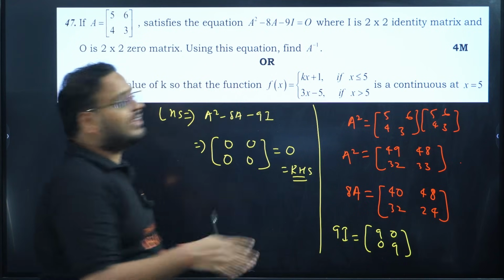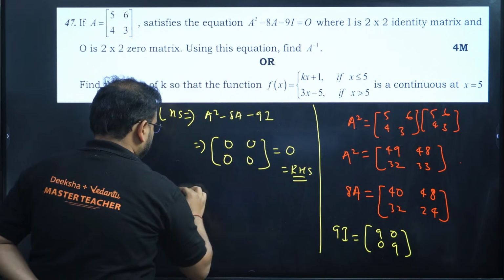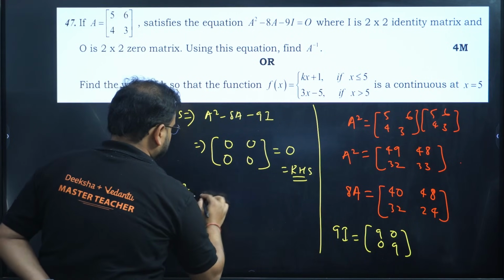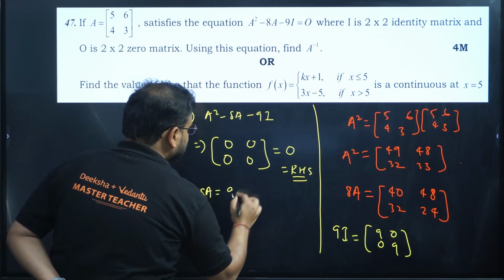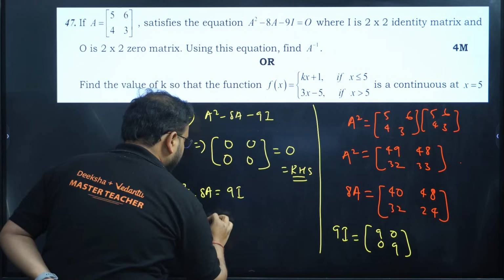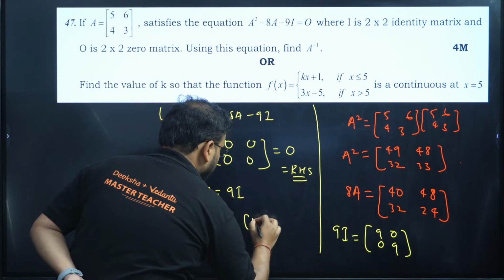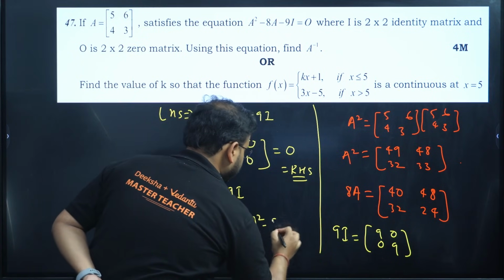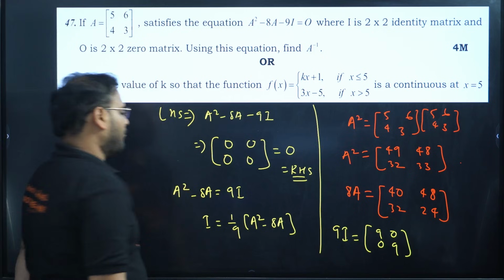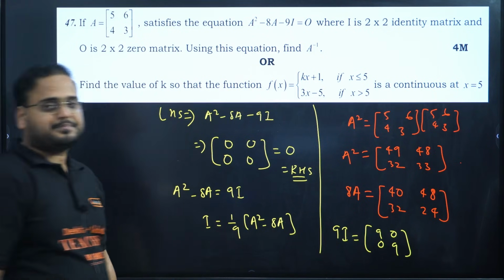Now they are asking us to find the A inverse also. The question is given A square minus 8A equals, just write this as 9I. Move the 9I on this side. Okay, so now you write I equals 1 by 9 times A square minus 8A. What did I do? I moved the 9 on this side.